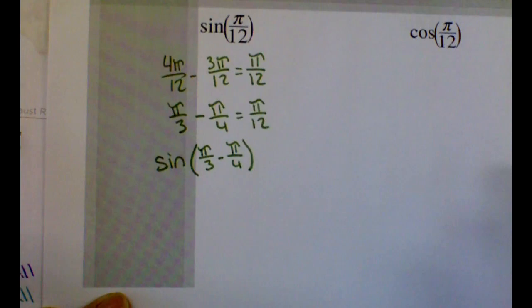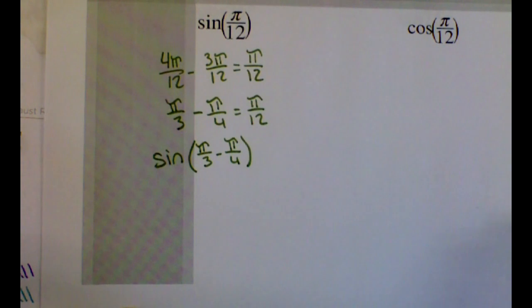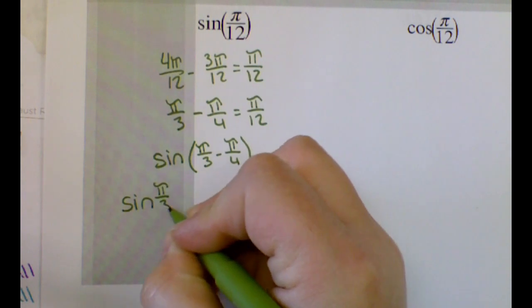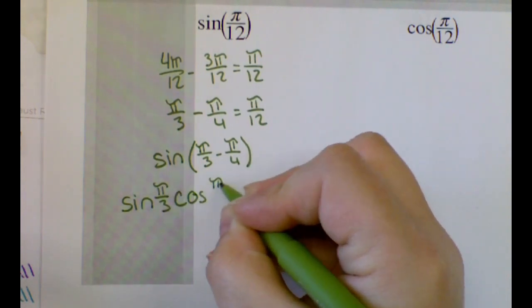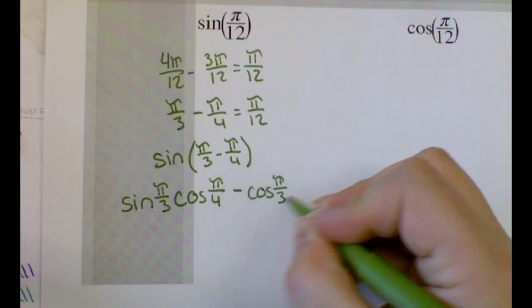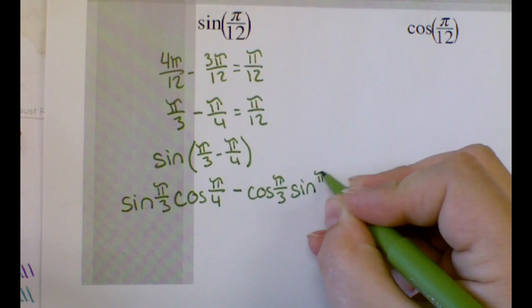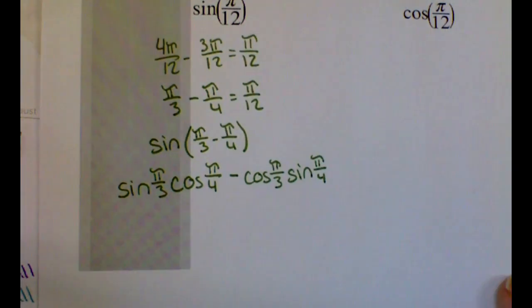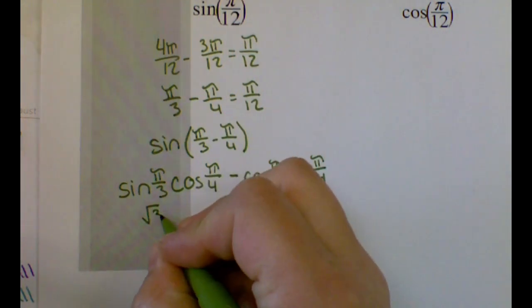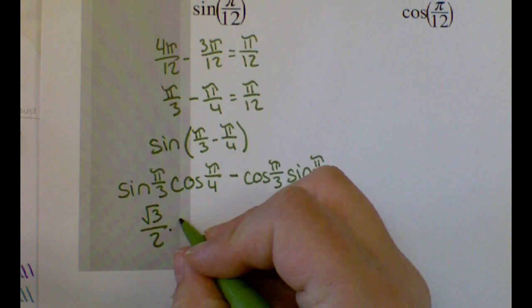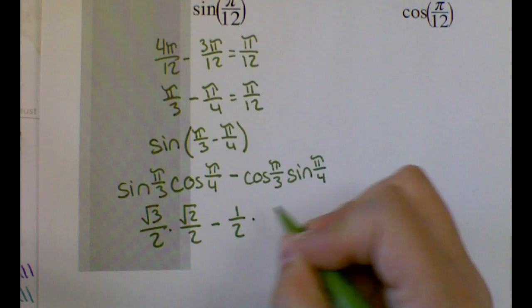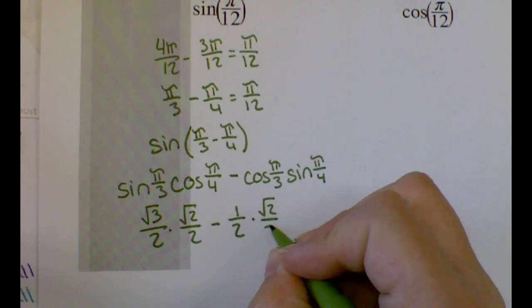Now I use my difference identity for sine. That says the sine of the first times the cosine of the second minus the cosine of the first times the sine of the second. And now I can use my unit circle. The sine of pi over 3 is square root 3 over 2. The cosine of pi over 4 is square root 2 over 2. The cosine of pi over 3 is 1/2. The sine of pi over 4 is square root 2 over 2.